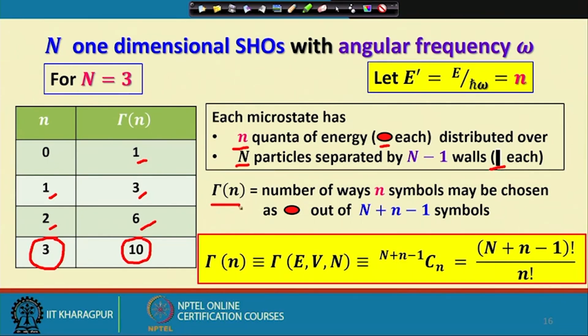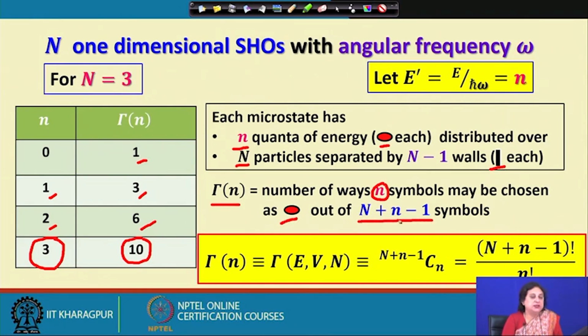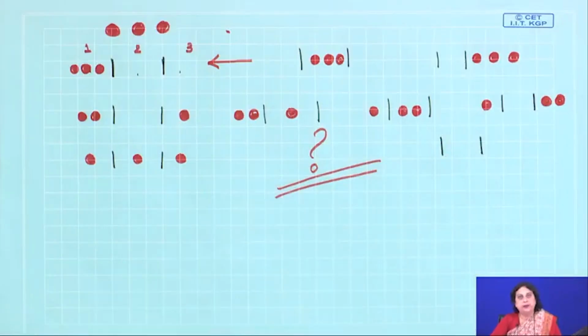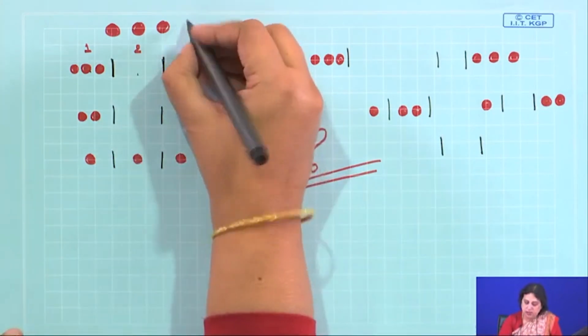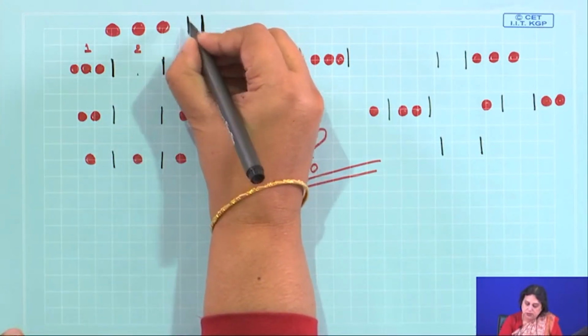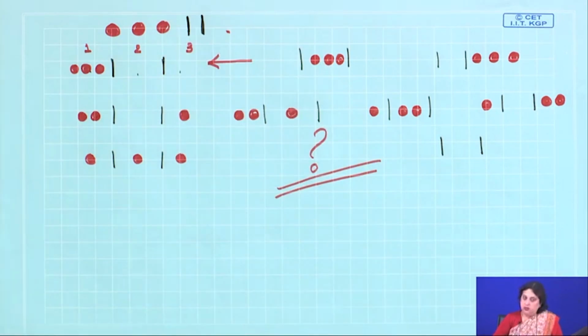Gamma n is the number of ways in which small n symbols may be chosen as the pellets out of a total number of capital N plus small n minus 1 symbols available. So, basically while constructing this kind of a picture, what you were playing around with is 3 such balls and 2 such balls. So, what is the total number of particles?